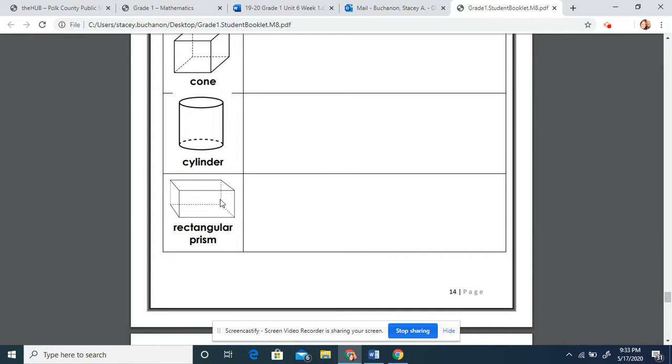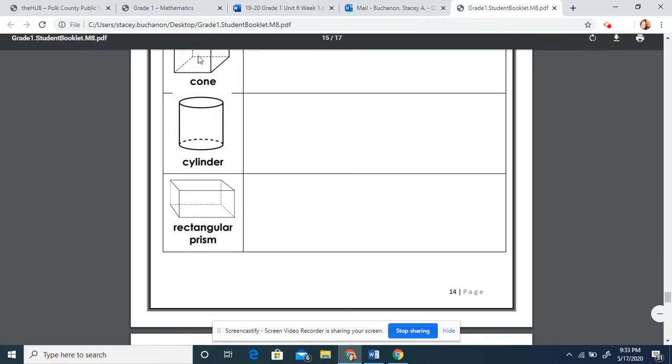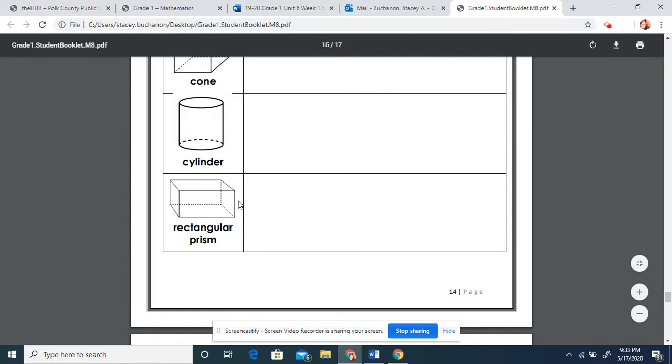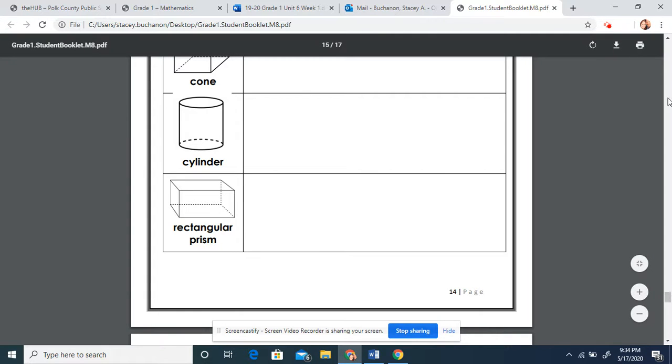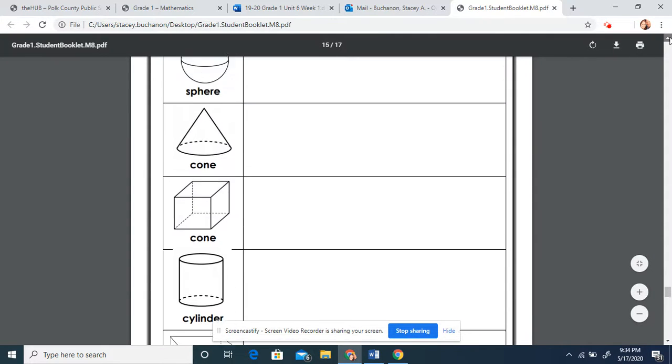The last shape on here is a rectangular prism. It's just like a cube, only it's longer. So a rectangular prism looks like what real world shape? Maybe a box of tissues. An old computer tower, when we used to have the tall computer towers, would be a rectangular prism. So those are the solid 3D shapes that we've learned about.